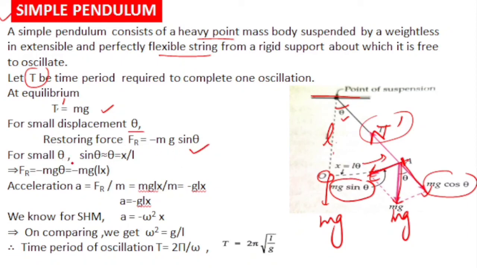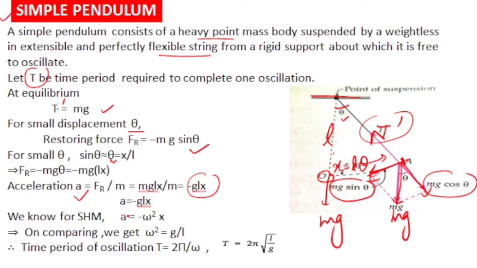For a small displacement, sin theta can be written as theta, and this theta is equal to x by L. This x is displacement, right? L is the length of the string and theta is angular displacement. So theta is equal to x by L. So the restoring force becomes minus mg theta. In place of theta, you can write x by L. Now acceleration, you know, is force per unit mass, so you get acceleration equal to minus g by L times x.